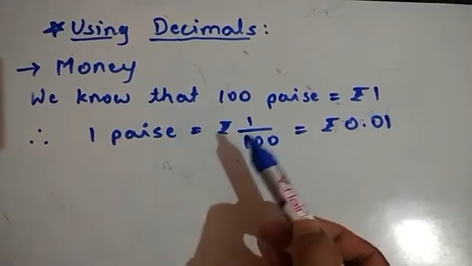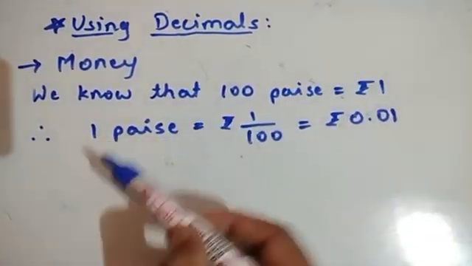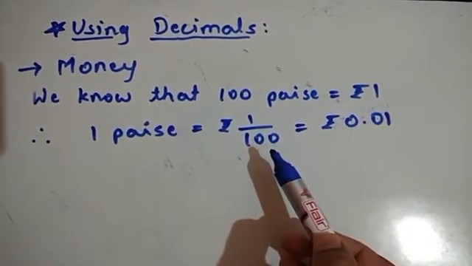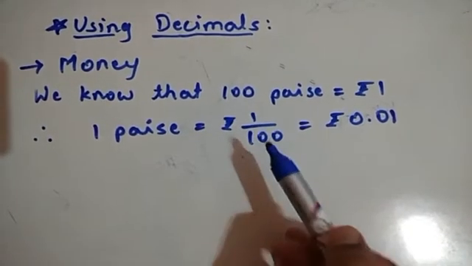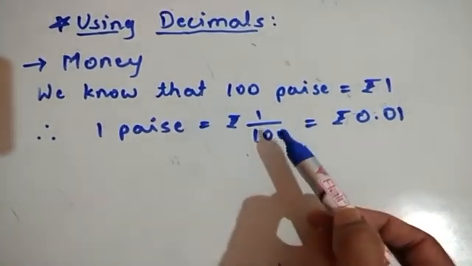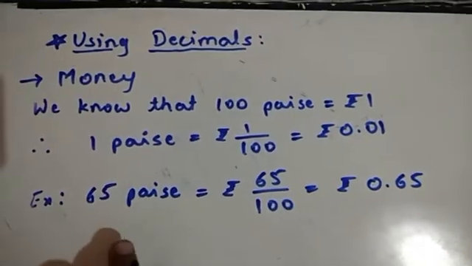We know that 100 paise is equal to 1 rupee. Yes or no? Therefore 1 paisa is equal to 1 upon 100 rupees. We know that 1 paisa means what? Out of 100 paise, 1 paisa. Right? That is equal to 1 upon 100. And how can we write it in decimal form? 0.01.